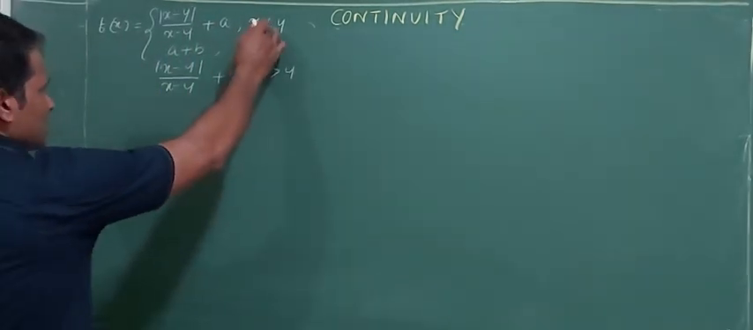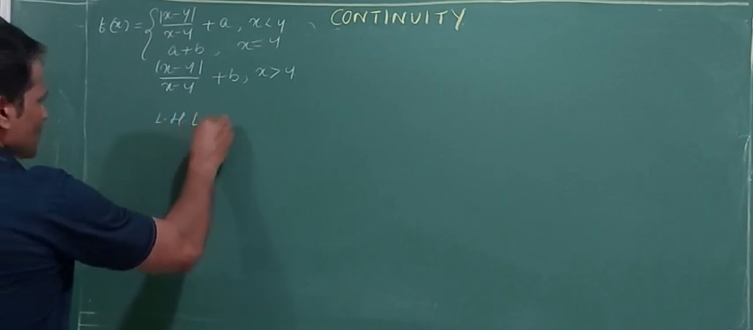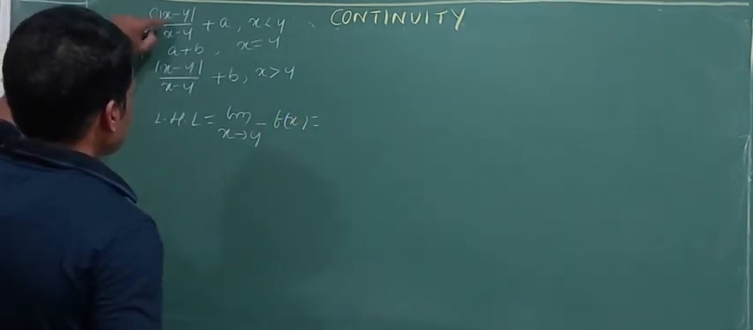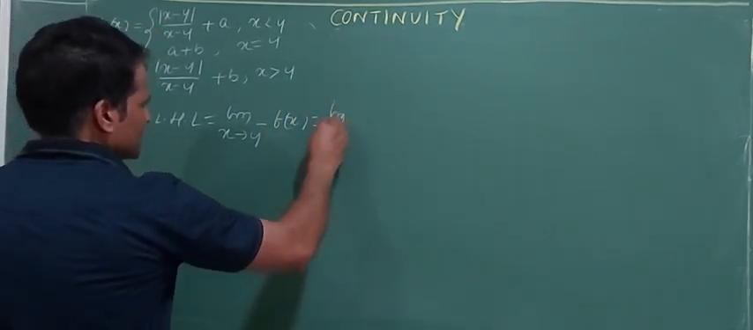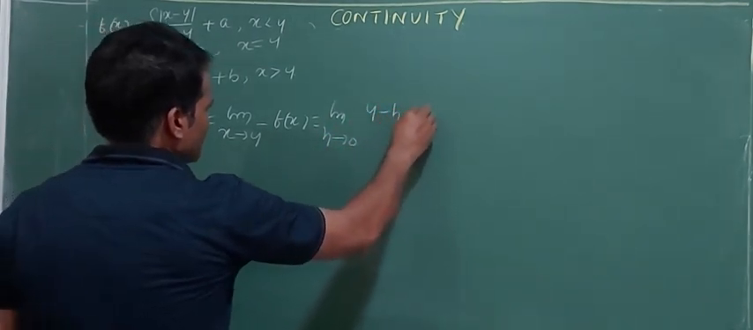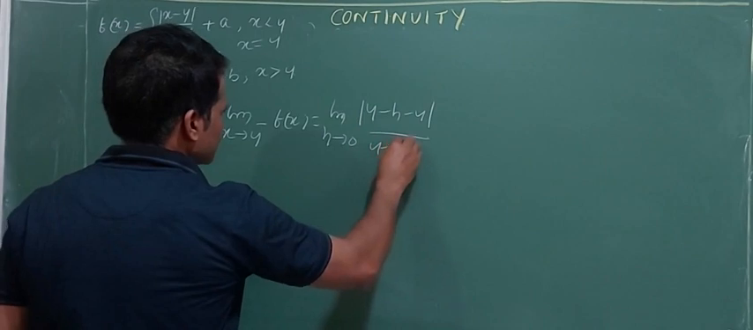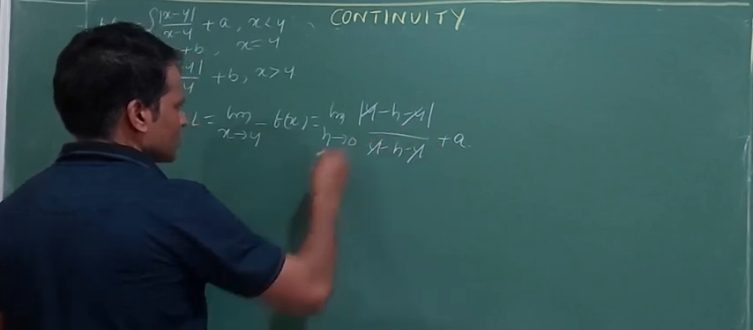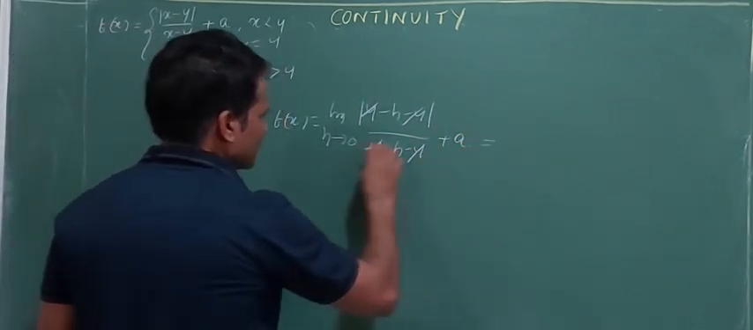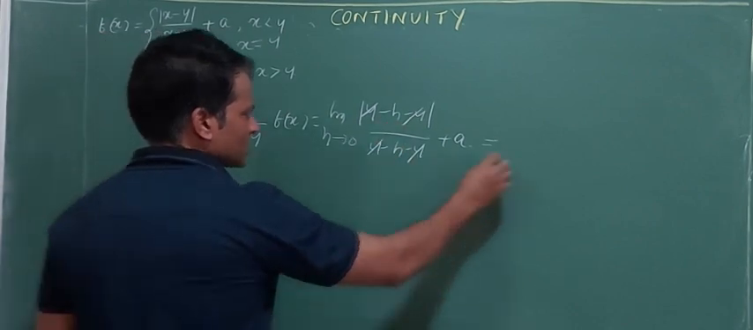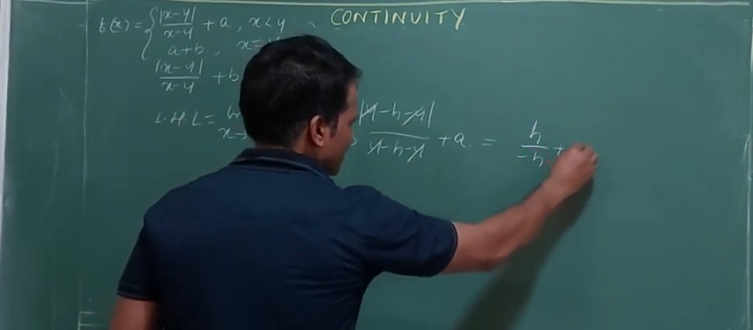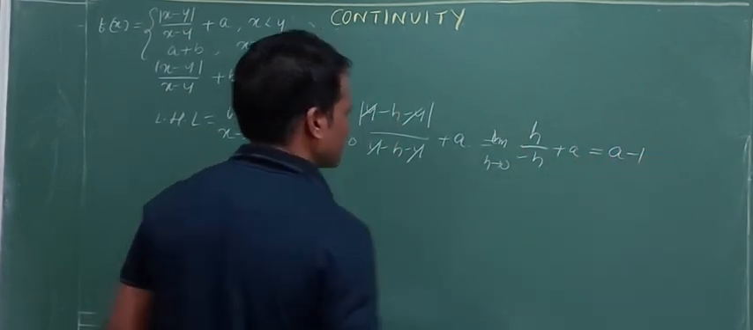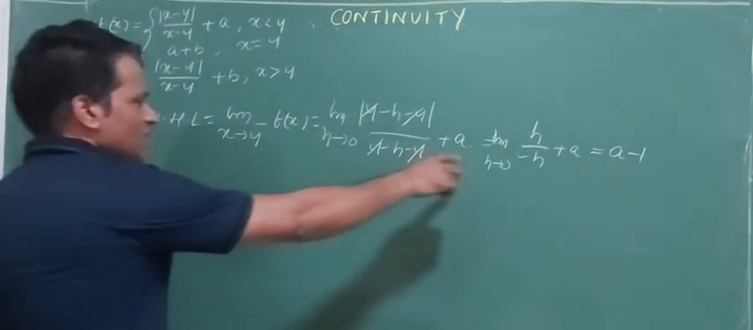As it is continuous, we take the LHS, the left hand limit, limit x tends to 4 minus f(x). Wherever x is there, I will replace it by 4 minus h, limit h tends to 0. (4 minus h minus 4) modulus by (4 minus h minus 4) plus k. The 4s cancel out. Usually we can see that modulus of minus h is plus h, so this is h by minus h plus k, limit h tends to 0, that equals a minus 1. So the left hand limit I got is a minus 1.